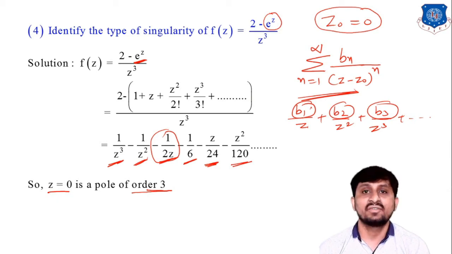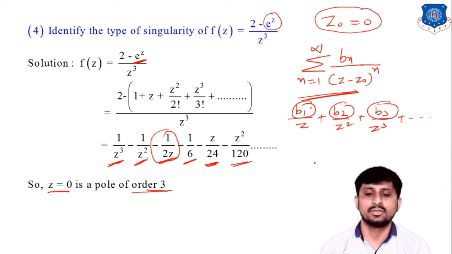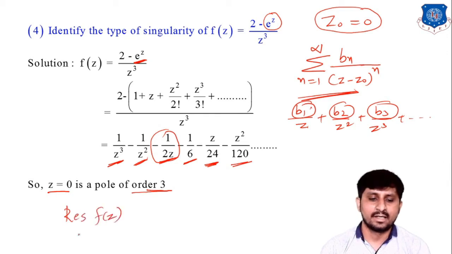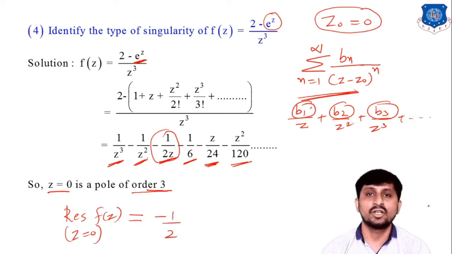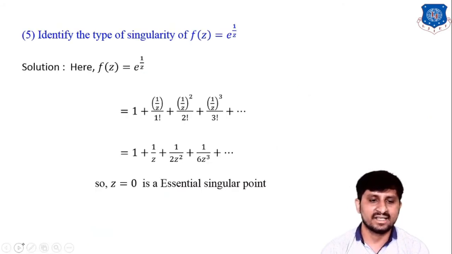Okay, so minus 1 by 2 is my residue for the function. I just write down here: residue of f of z at the point z equal to 0 is equal to minus 1 by 2, because the coefficient of 1 upon z is minus 1 by 2, right? Let's solve some more examples.